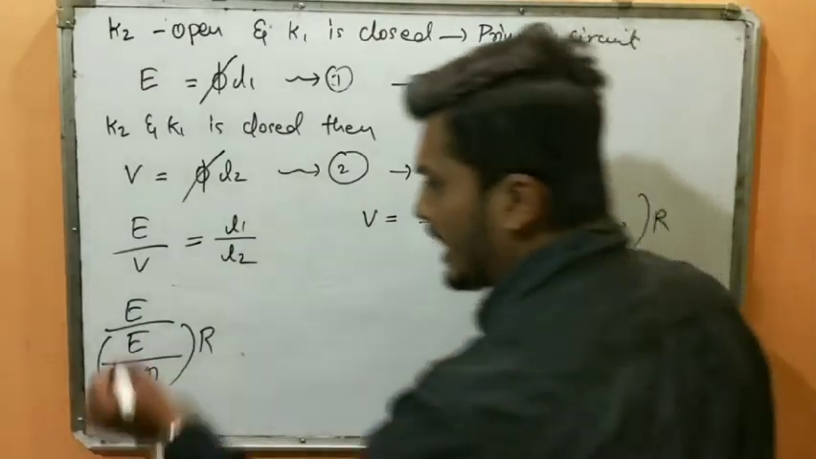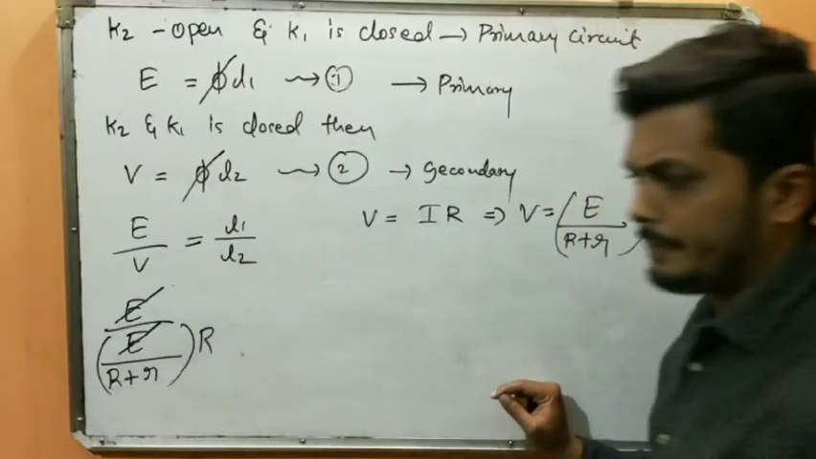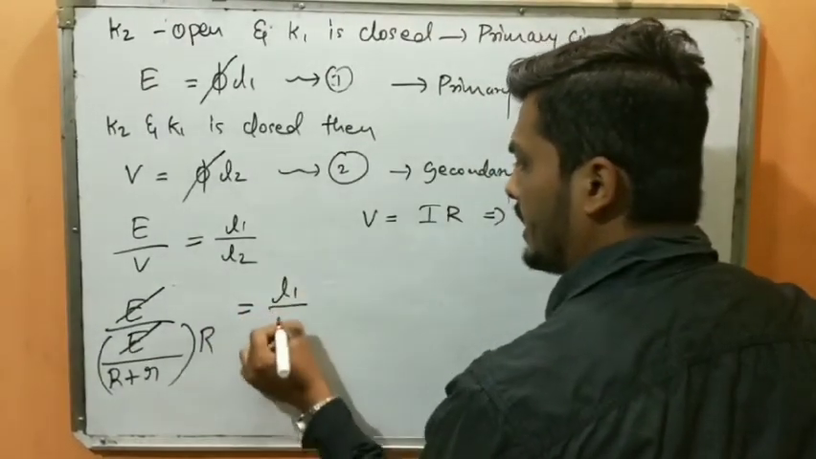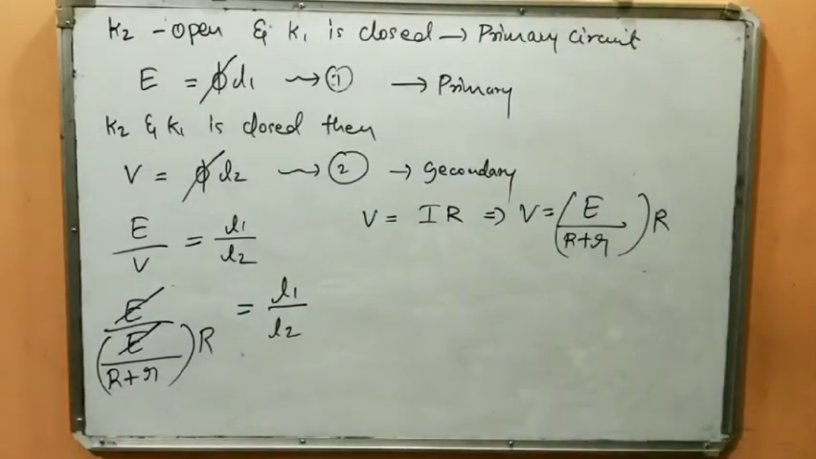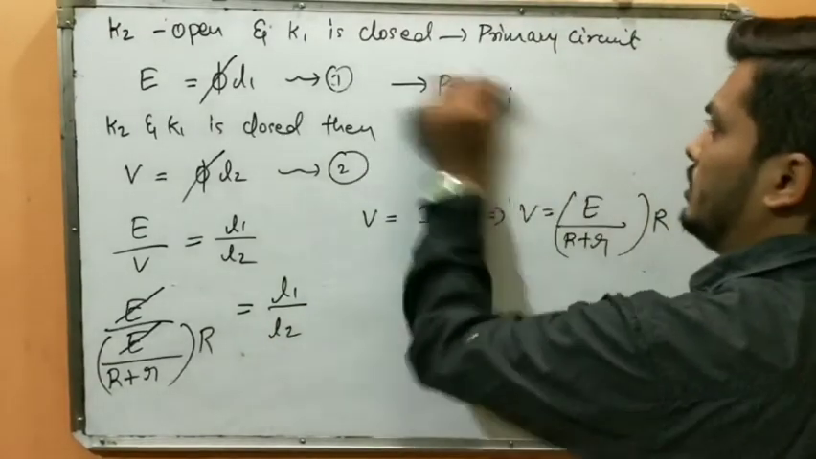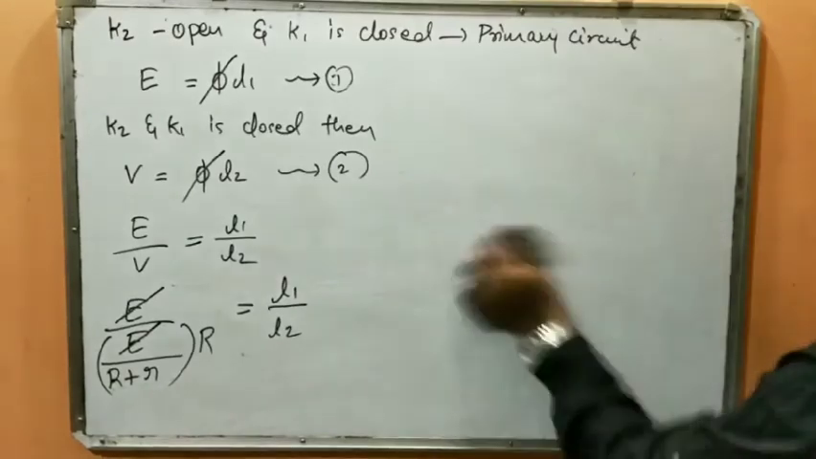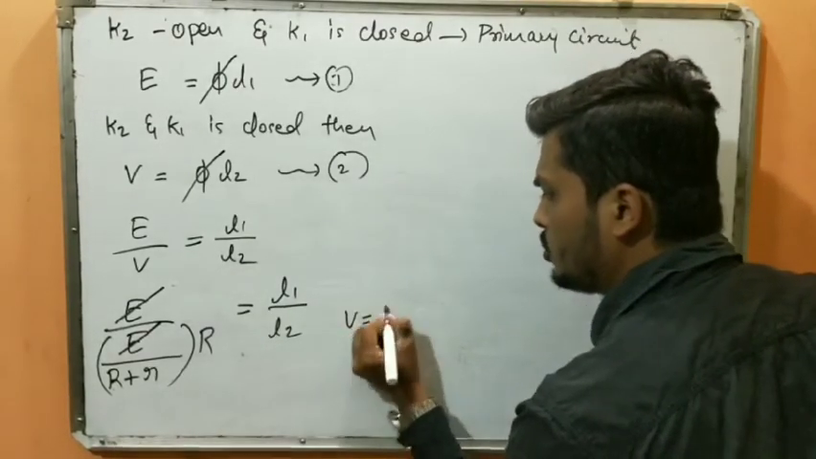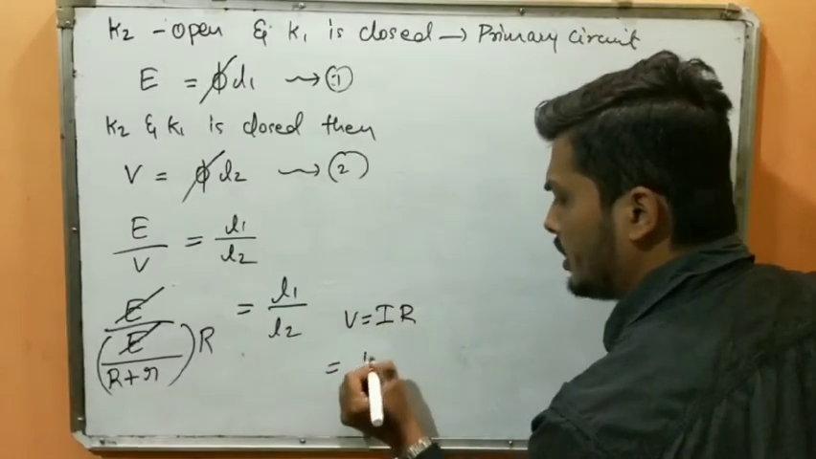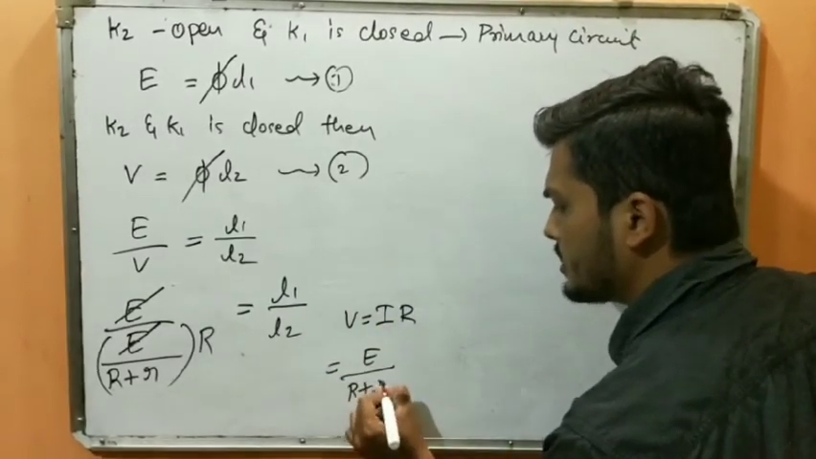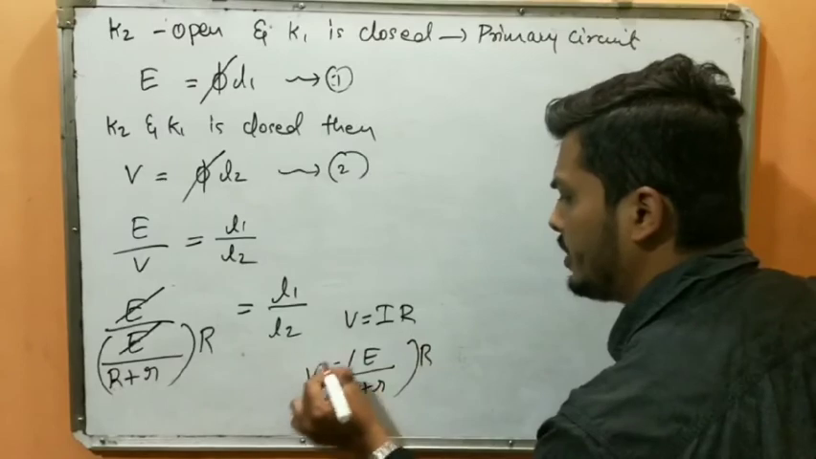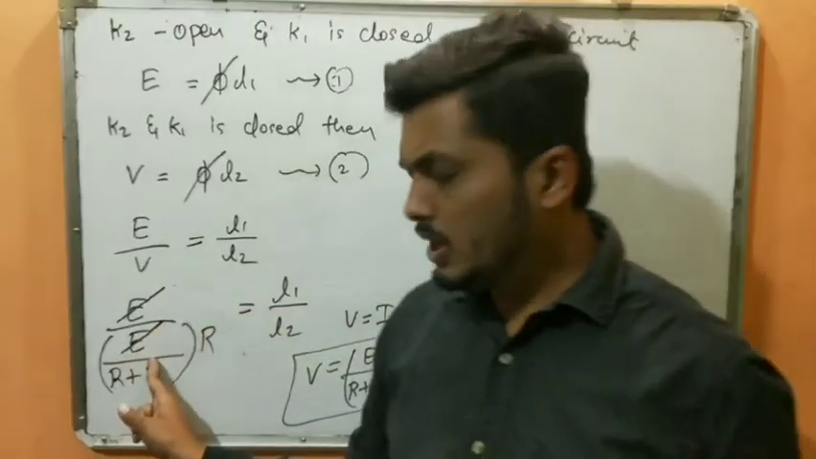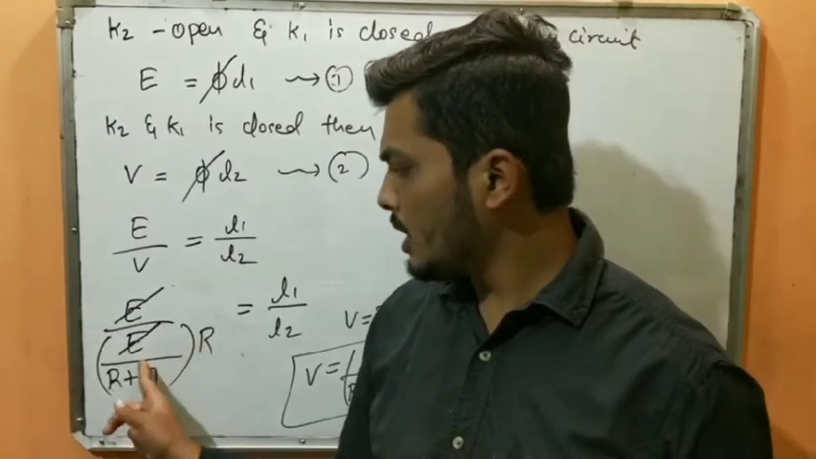So instead of V, I have simply equated this thing. From this I can cut E with E. So what will be here? This will be again L1 by L2. I'll erase this. You can write the reason here: V equals IR if you want, and I equals E divided by R plus r. Here V equals this, you can write. Now I have cut E with E, and what I am left with is R by R plus r.